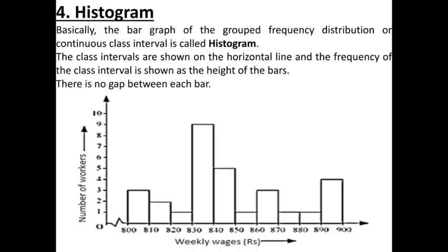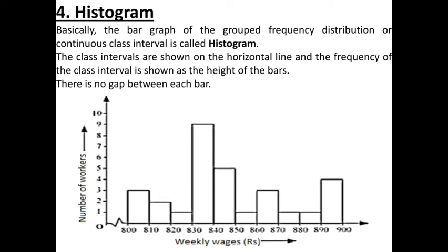Histogram. Basically, the bar graph of a grouped frequency distribution or continuous class interval is called a histogram. The class intervals are shown on the horizontal line and the frequency of the class interval is shown as the height of the bars. There is no gap between each bar.